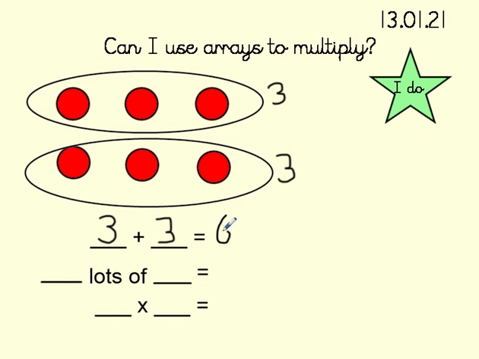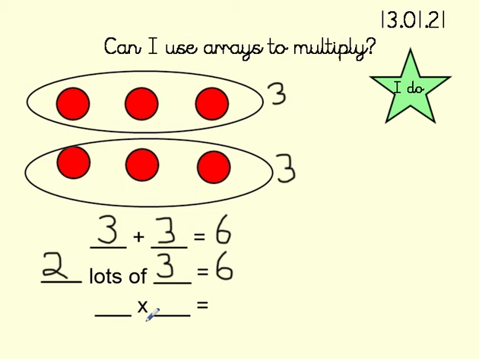Now I want to write and fill in this sentence here. So I've got something, lots of something. So if I've grouped these three together and these three together, I know that I've got 2 lots of 3. Or in other words, 2 groups of 3. And I know that's the same answer, that equals 6.